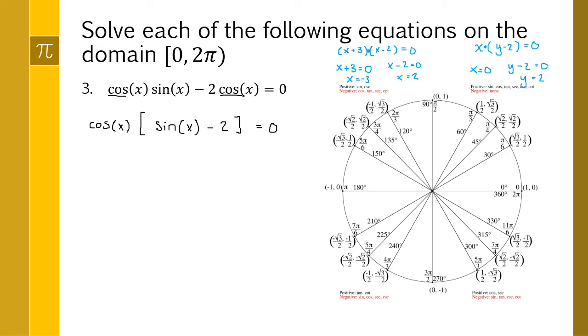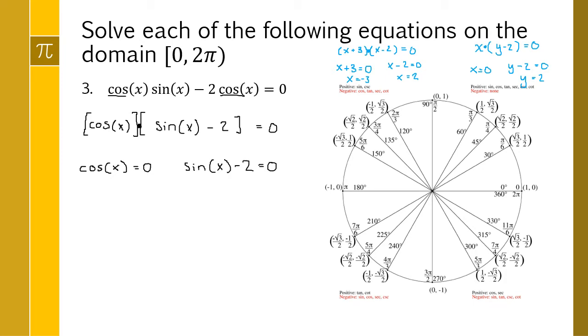So looking at my trig function here, that's exactly what we have. We have two different terms, cosine of x and the sine of x minus 2, both of which are set equal to 0. So I can split this up into two separate equations based on that zero product property. Either the cosine of x is equal to 0, or the sine of x minus 2 is equal to 0.